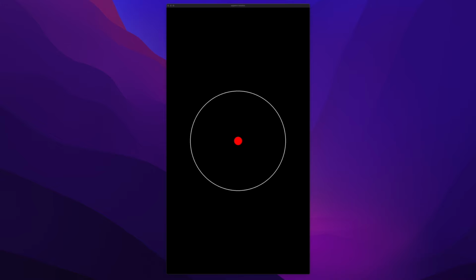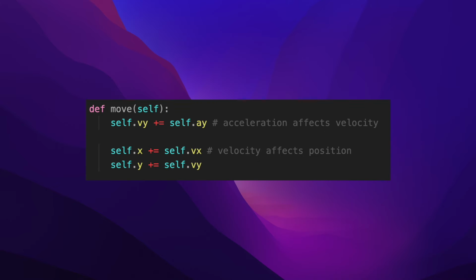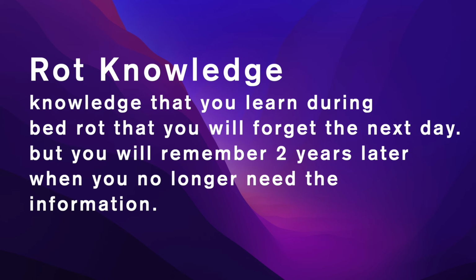Now we need to make this ball react to gravity. It's really easy, it's only 3 lines of code. And I don't want this to be a physics lesson, but let's learn a little bit of knowledge. I'll call this rot knowledge. Knowledge that you learn during bed rot, that you will forget the next day, but you will remember 2 years later when you no longer need the information.